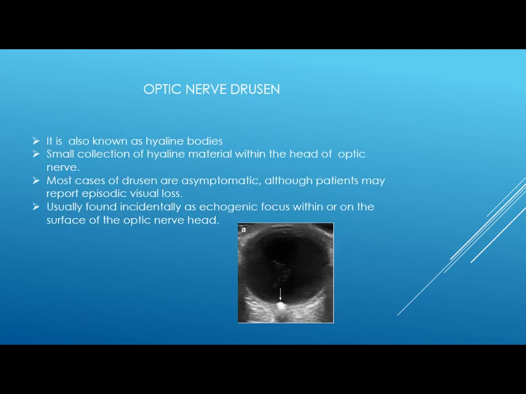And the last topic: optic nerve drusen. This is not an emergency, just not to be mistaken for a foreign body or increased intracranial pressure. Optic nerve drusen are known as hyaline bodies. It is a small collection of hyaline material within the head of the optic nerve. Most cases are asymptomatic, although patients may report episodic visual loss. It is usually found incidentally as an echogenic focus within or on the surface of the optic nerve head.